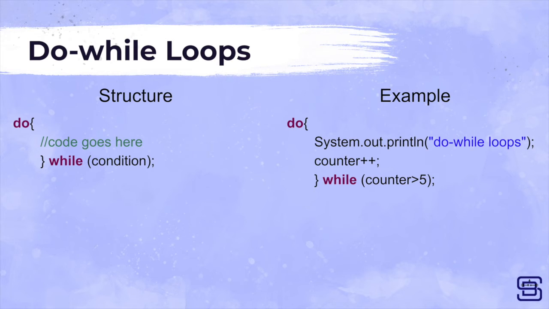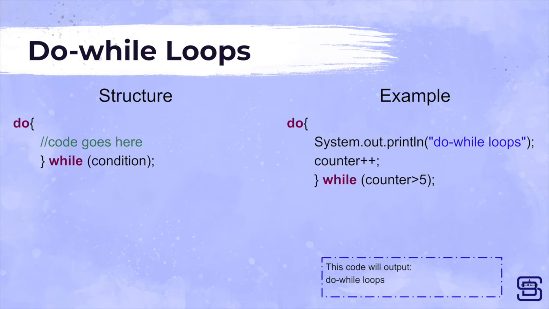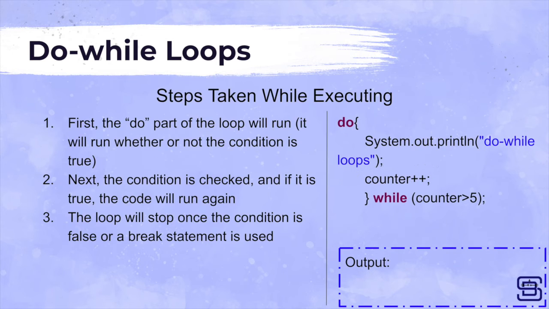You use do-while loops if you want a piece of your code to run once before the condition is checked. First comes the do part of the code, and afterward is the condition. This example code will output "do-while loops". First, the do part of the loop will run, and this will occur even if the condition is not true, because the condition isn't checked yet. If counter starts at 0, the program will print "do-while loops". But since 0 is not greater than 5, the rest of the loop will not execute.